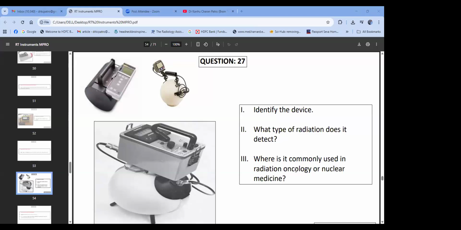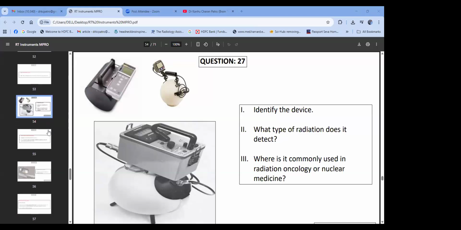I don't know, sir. Yeah, so I think Californium 252, but be careful, don't mention anything in the exam which you can't follow up. Okay. Okay, sir.